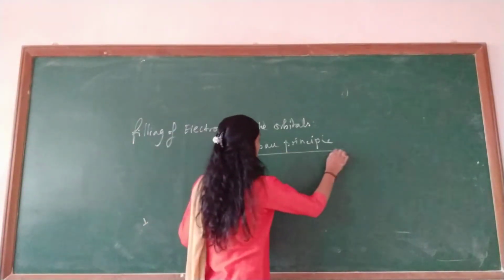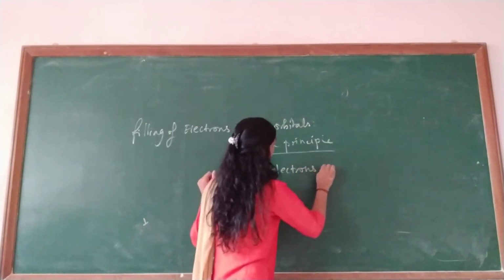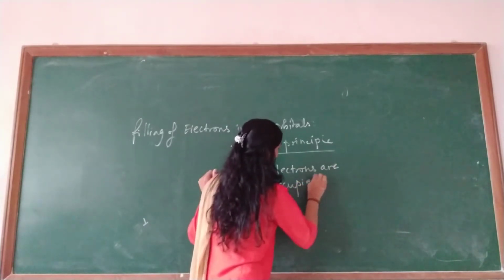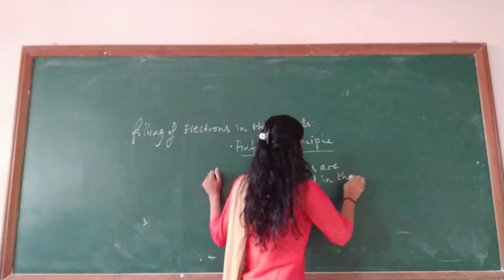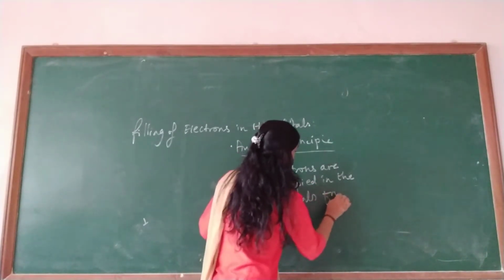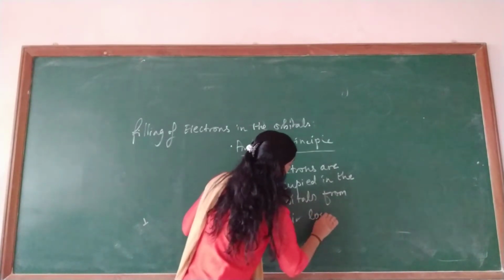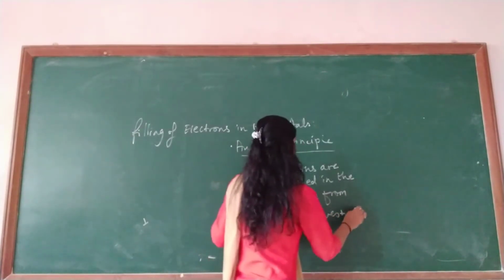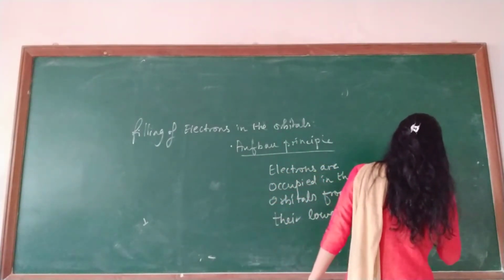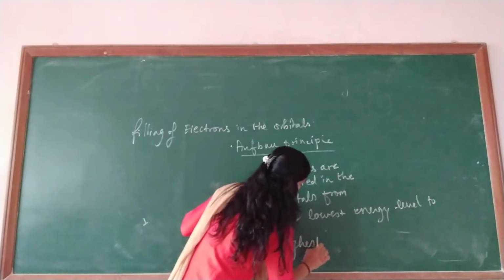So what Aufbau has said is that electrons are occupied in the orbitals from their lowest energy level to highest energy level.